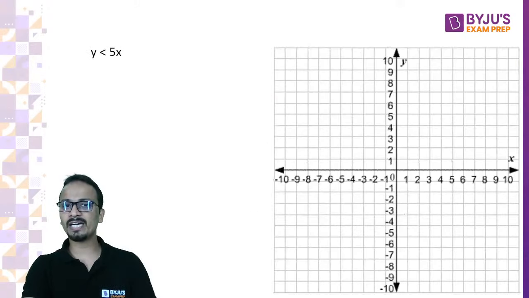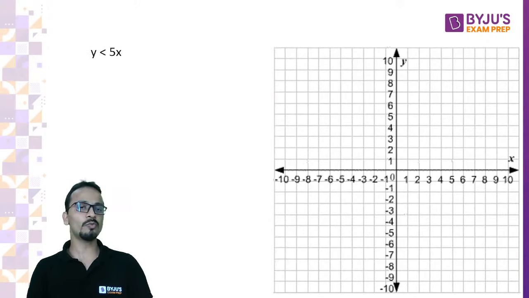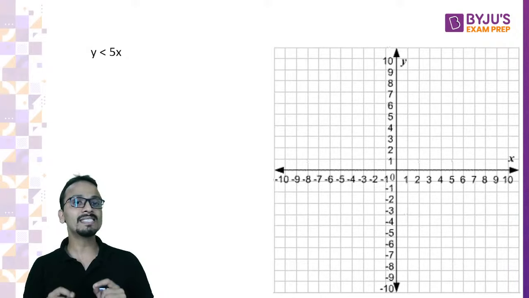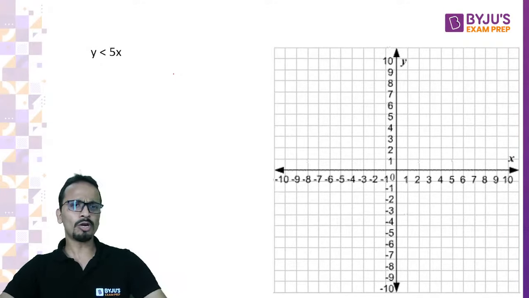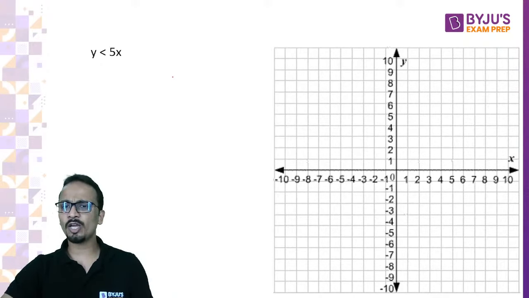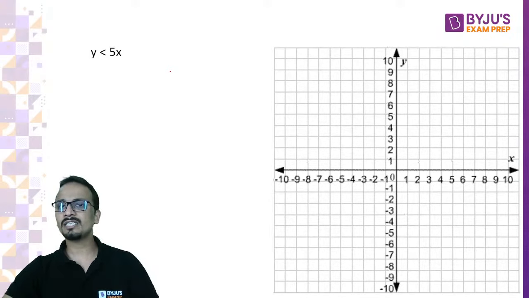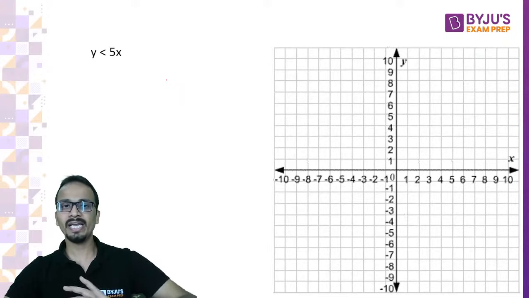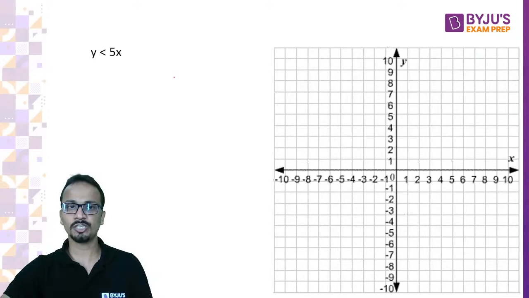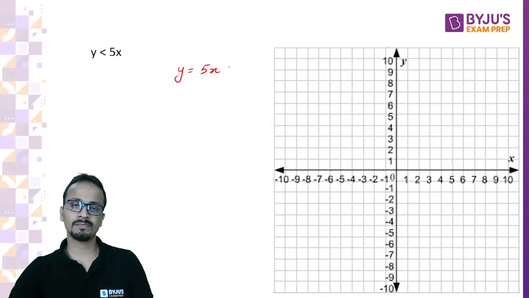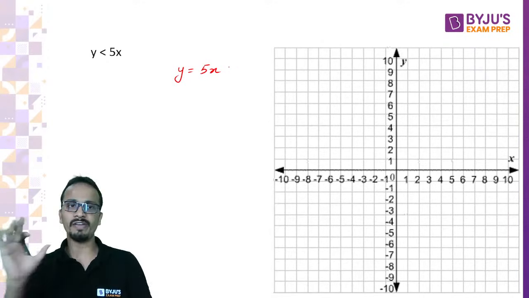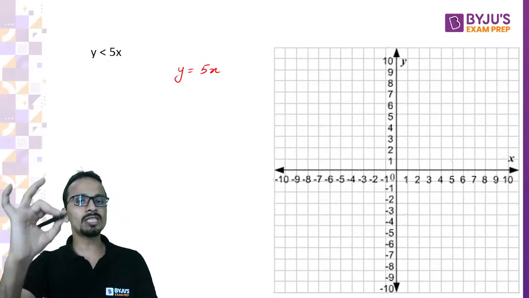Let's take a very basic inequality to start with: y is less than 5x. Whenever we want to plot the graph of such an inequation, what we must do to start with is, instead of the sign of inequality, write the sign of equality. So change the inequality to equality. This will become y equal to 5x. Done. Now let's plot the graph of this function.